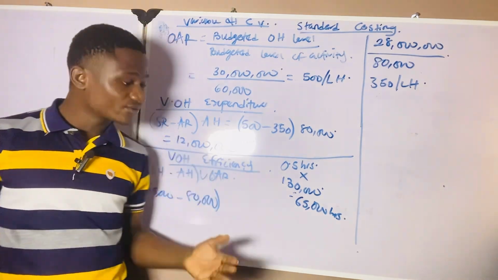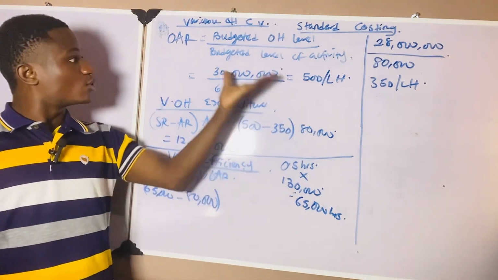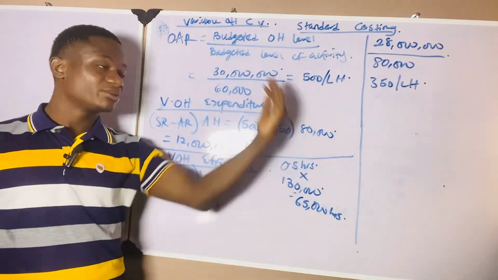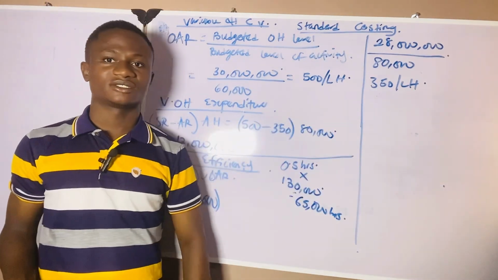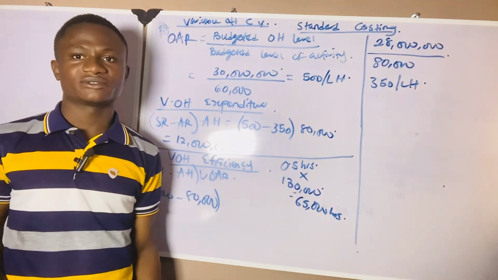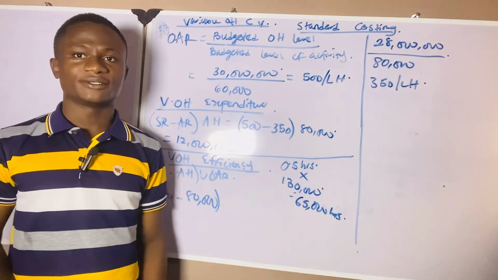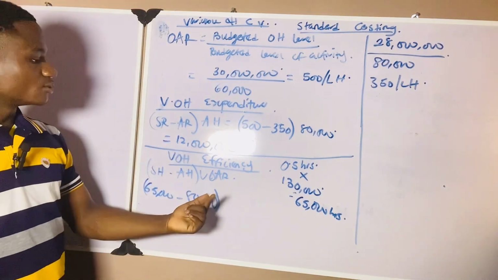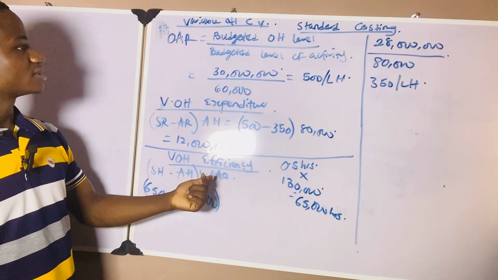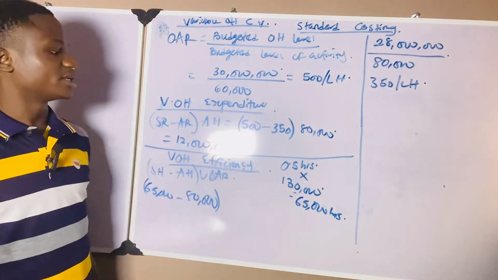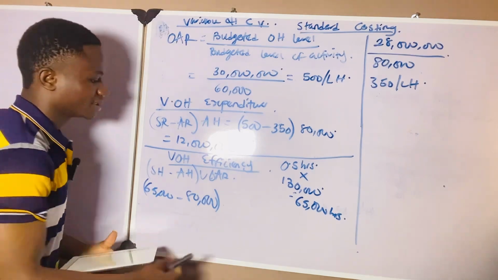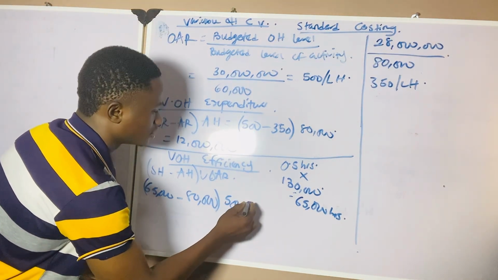If you look at this, variable overhead efficiency variance follows the same pattern with what we have been doing earlier. It's only the fixed overhead that's quite different, and that is what you just have to try to learn, the discrepancy between them. So now, what is my variable overhead absorption rate? I think we've calculated that before. Variable overhead absorption rate is 500 per labor hour. So 65,000 multiplied by 500 per labor hour.